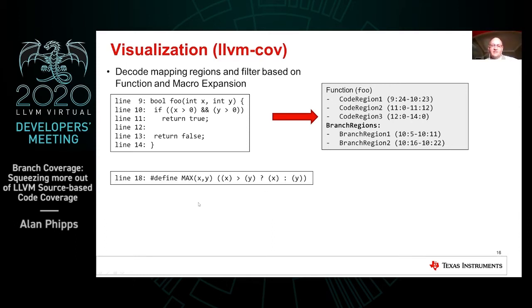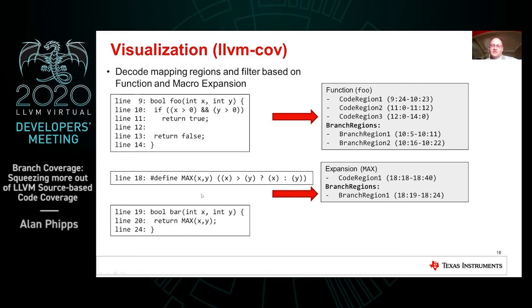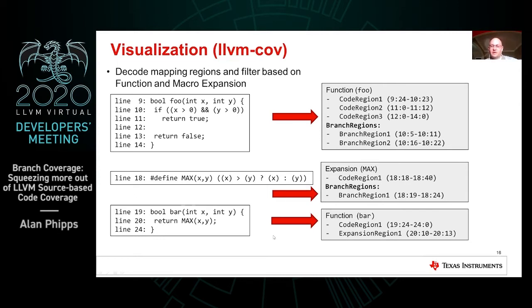I might also have a macro definition that could also contain a condition. In this case, it does. And so I can have a macro expansion that includes a code region, but also a branch region representing that condition. And also I might have a function that uses that macro. That's going to have its own code region and an expansion region that refers to this expansion for macro max.